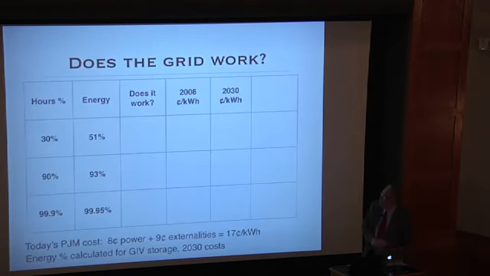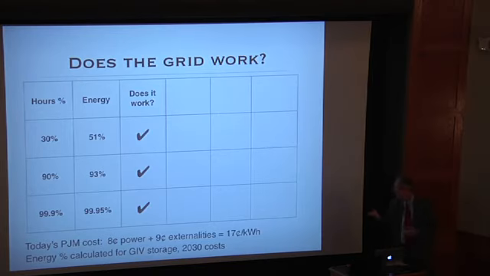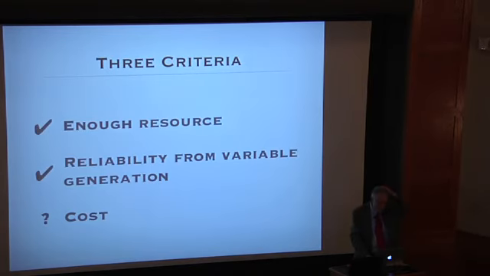How about reliability? We found that at all three of these levels, we actually can run the electrical system. We can even run it 99.9% of the time from all variable generation and storage, but per Rob's question, is it going to be too expensive? So we have to return to that question. But we can check off reliability. It's possible, but at what cost?